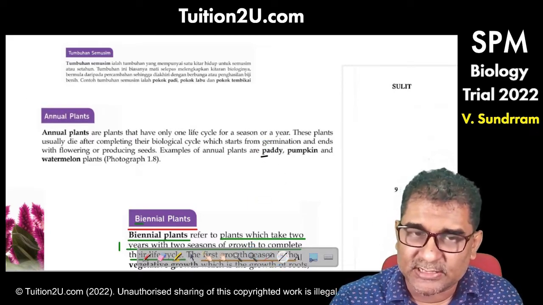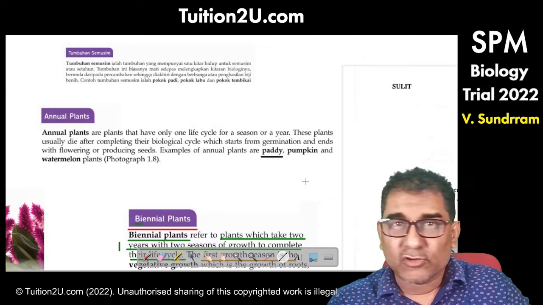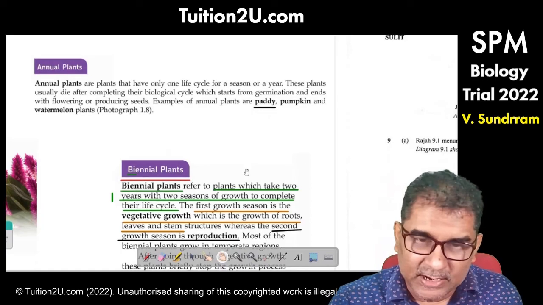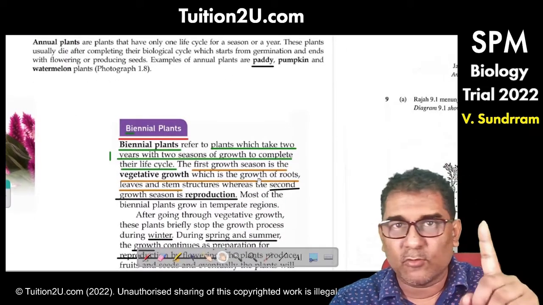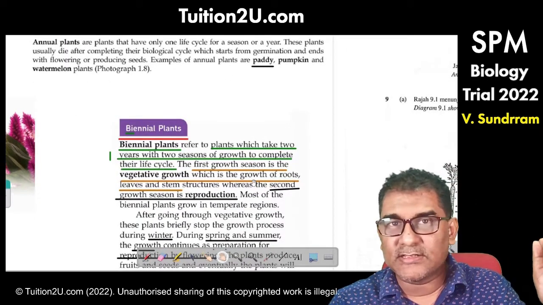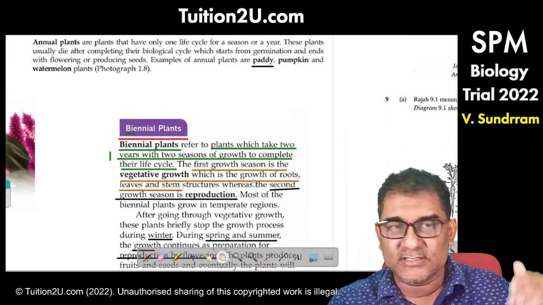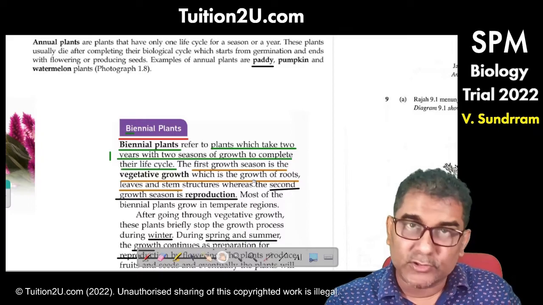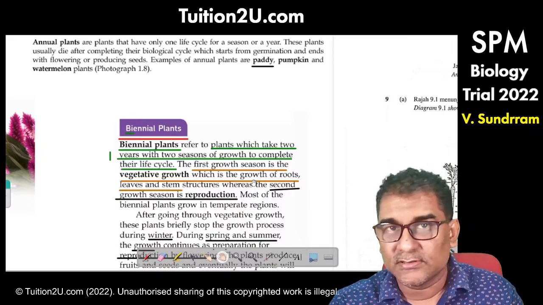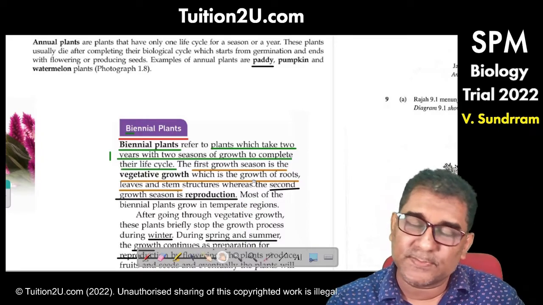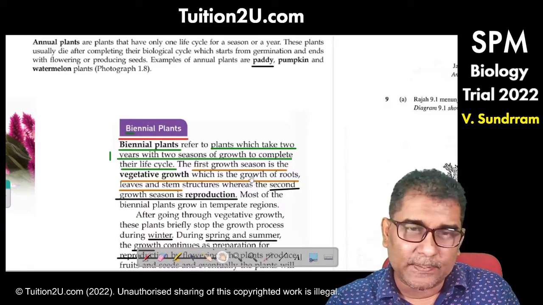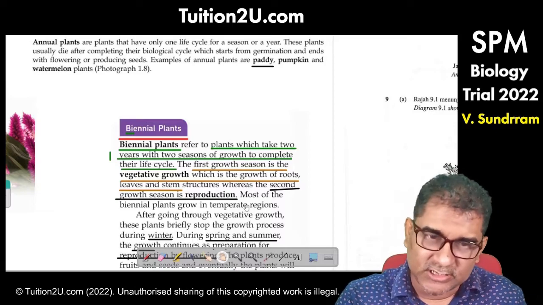The easy example is a paddy plant. They complete the life cycle within 1 season. What this plant takes for 2 seasons, that plant takes 1 season. They grow in that 1 season, they reproduce in 1 season, they produce the flower, the seed, the fruit. The fruits are dispersed, the seeds are dispersed, the plant dies. That is annual plant. The biennial plant just separates into 2 seasons.